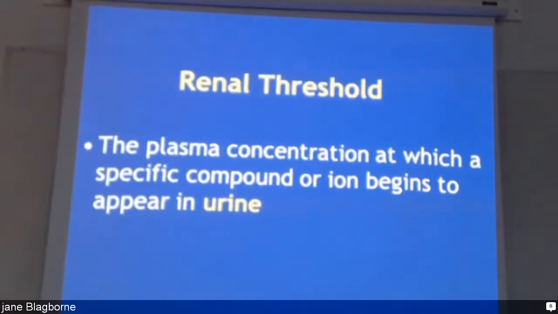The renal threshold is something we talked about a little earlier with glucose, right? If you have a lot of glucose in your bloodstream, the kidneys can only cope with so much, and then you push it above the renal threshold and you start getting glucose in your urine. So that's what the renal threshold is.